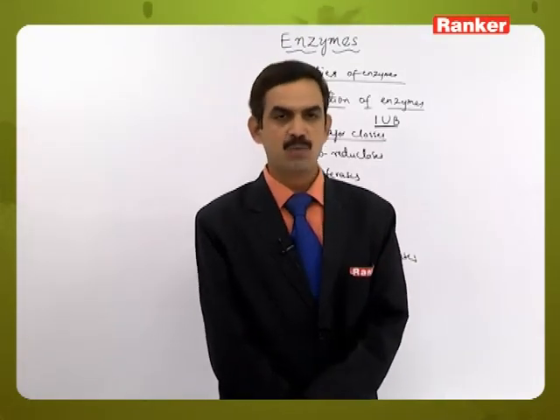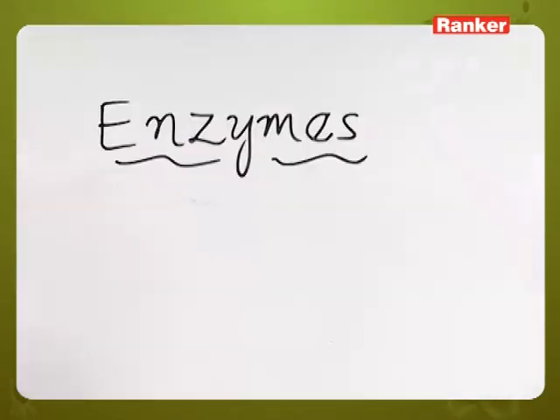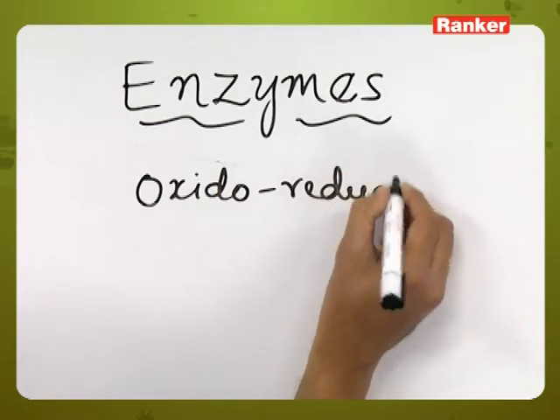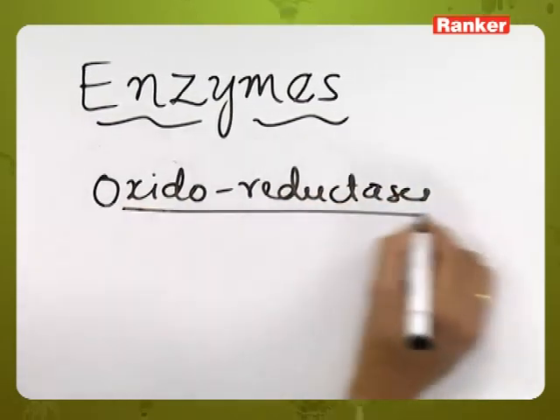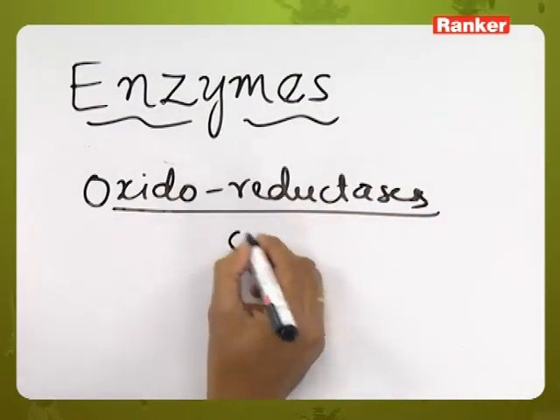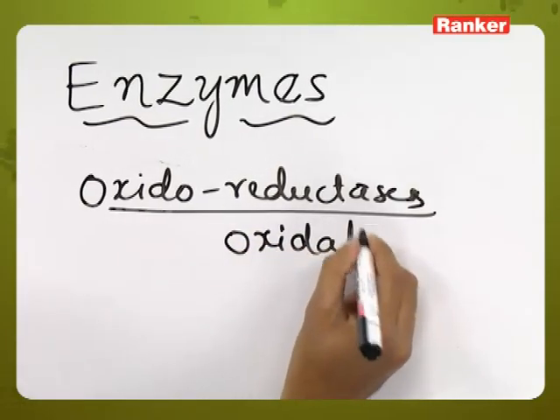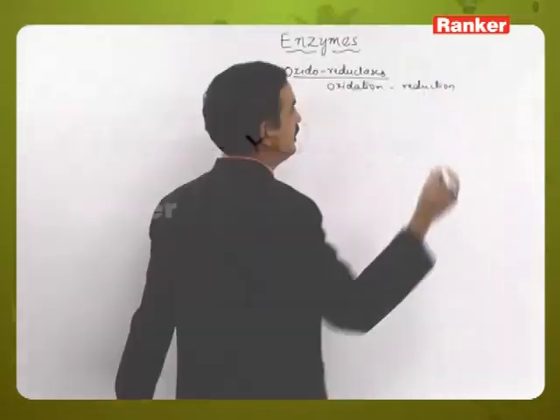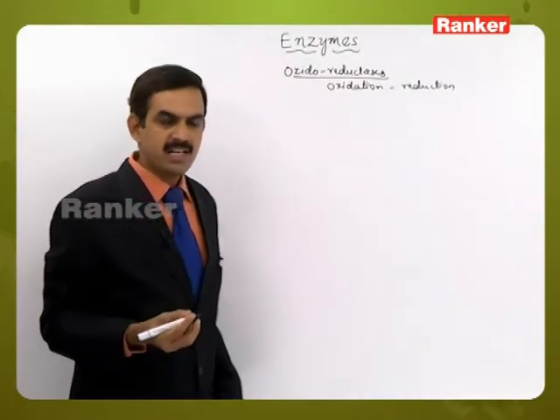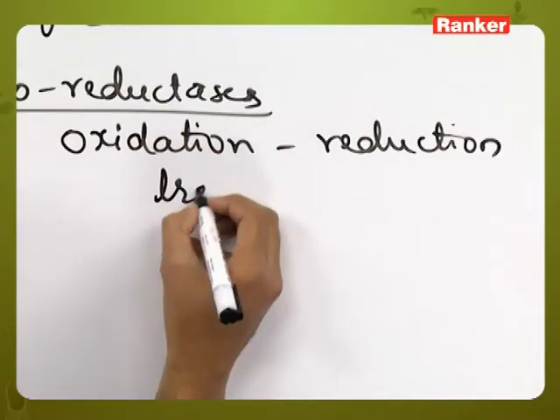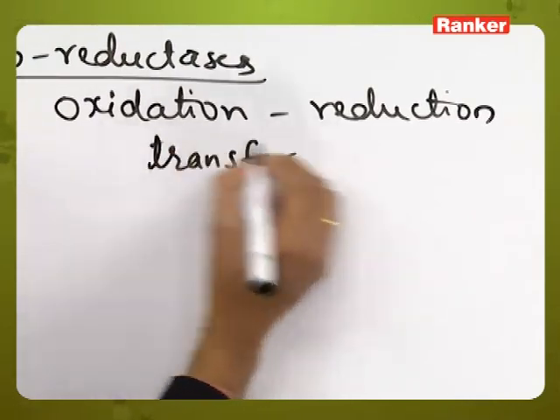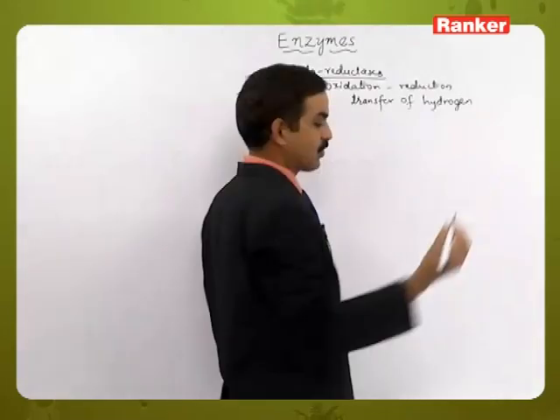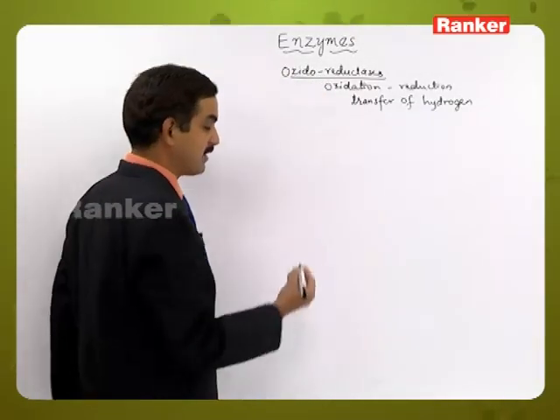Let us start with the first one, that is oxidoreductases. These are the enzymes which are concerned with the oxidation reaction and reduction reaction. Here it is basically related to the transfer of hydrogen molecule. Based on this, there are further subclasses.